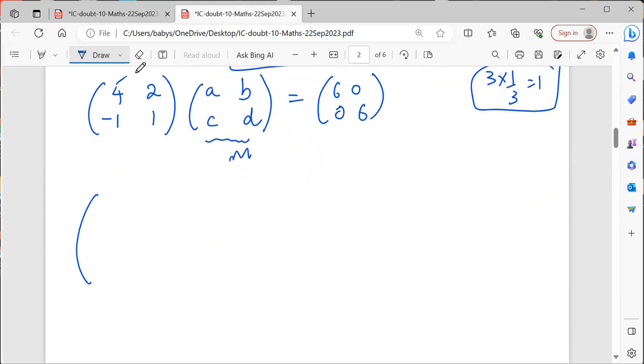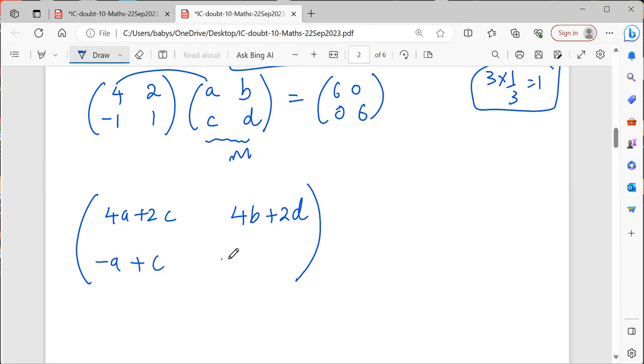So what we do: 4 into A, 4A, plus 2 into C, 2C, 4A plus 2C, first row, first column. Next, first row, second column: 4 into B, 4B, plus 2 into D, 2D, 4B plus 2D. Next, go to second row, first column. I get minus 1 into A, minus A plus C. Next, minus 1 into B is minus B plus D. Okay. So that will give me 6, 0, 0, 6.